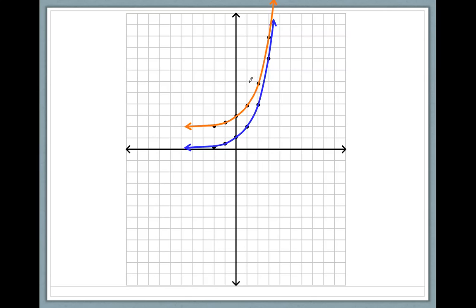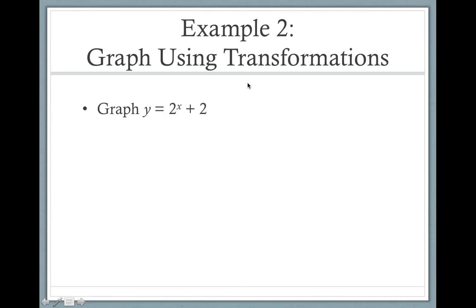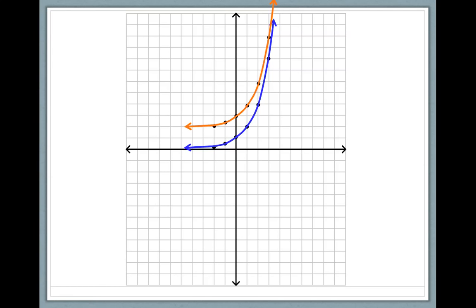Okay, now how does that affect the domain and range? Well, have I done anything that's going to limit my x values? No, moving the graph around does not change the fact that I can use any x values. So the domain is still going to be all real numbers.